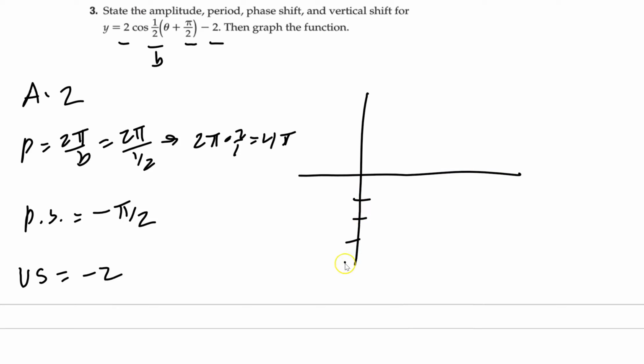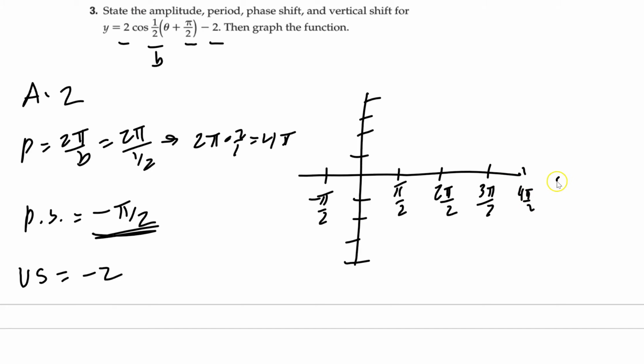So 1, 2, 3, 4. 1, 2, 3, 4. Remember the trick is whatever the phase shift is, you do that. So negative pi over 2. Then I'm going to add pi over 2, because negative pi over 2 plus pi over 2 is 0. Then pi over 2. Then let's go 2 pi over 2, 3 pi over 2. And I've got news for you, it's going to go on for a while. 4 pi over 2, 5 pi over 2, 6 pi over 2. Luckily, I think the max is going to be 7 pi over 2. I think that's where we're ending. So 4 pi is a pretty big period. So that's kind of set up.